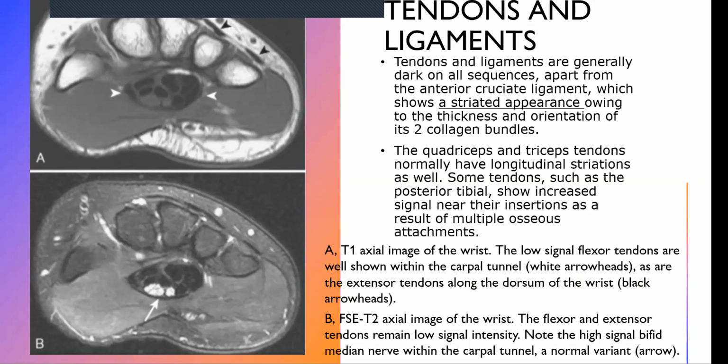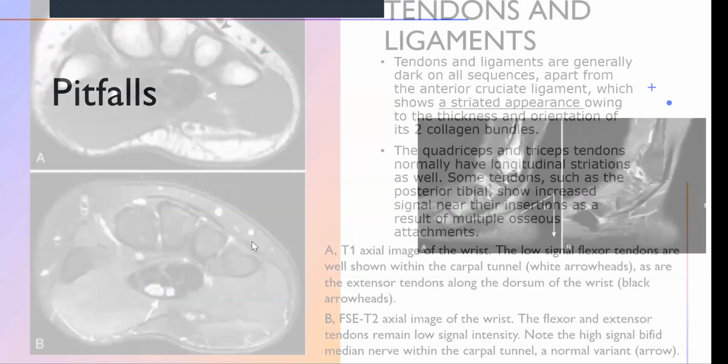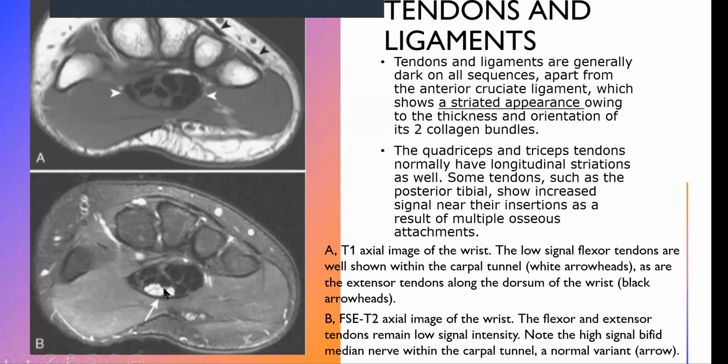You can see here in the picture on the left, the above is T1 and below is T2. You can see both of the tendons. The black arrow shows the extensor and the white arrow shows the flexors of the wrist or of the fingers, as well as here. Look at these. These are the extensor, and these are the flexors. Okay, and you can see this part here.